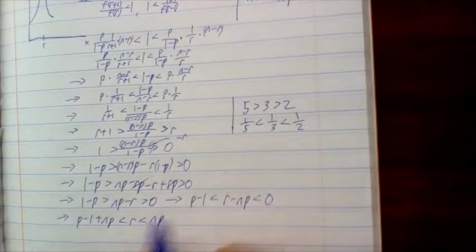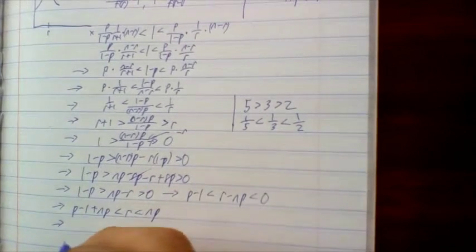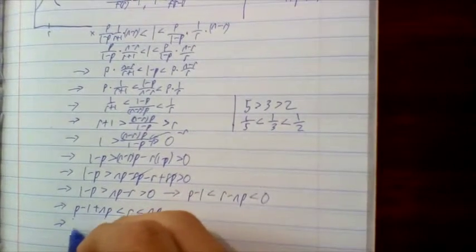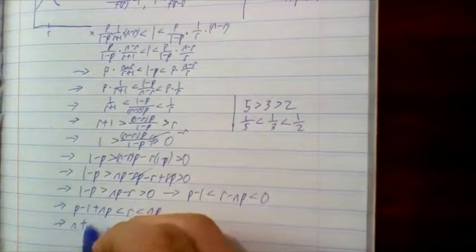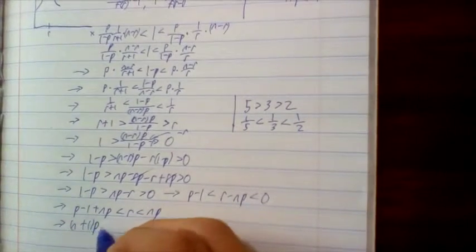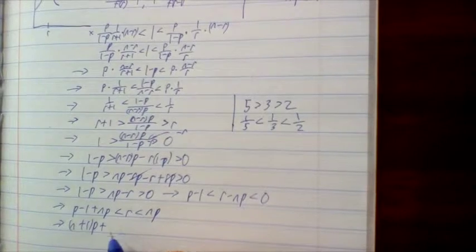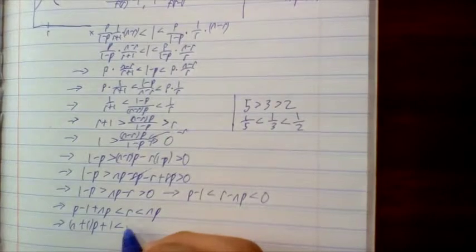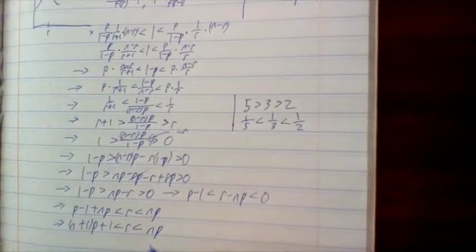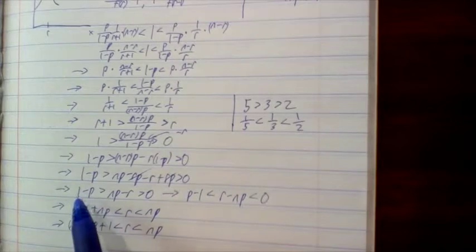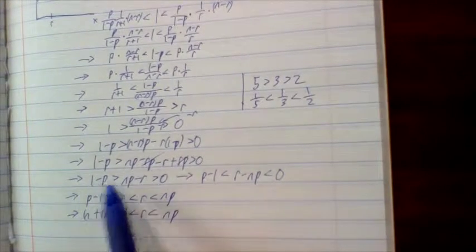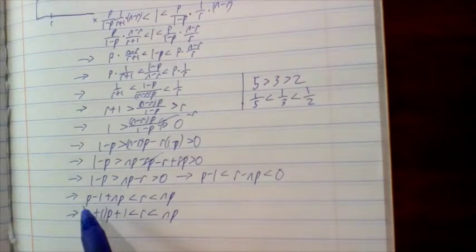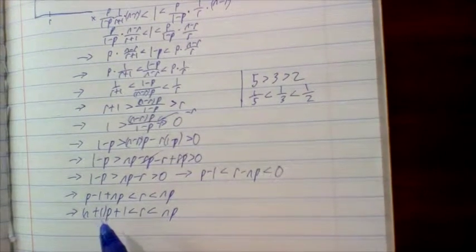First of all, let's group this together. Then we're going to try to get into a format like this. So this is going to give us that (n plus 1) times (p plus 1) is less than r, which is in turn less than np. And wait a second. Let's just scour our work for a little bit. 1 minus p. Yes.